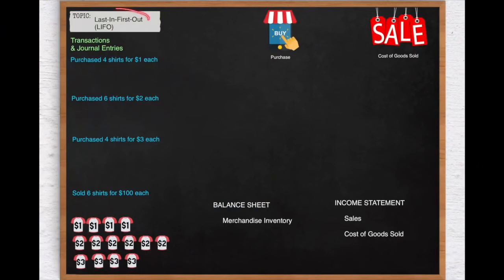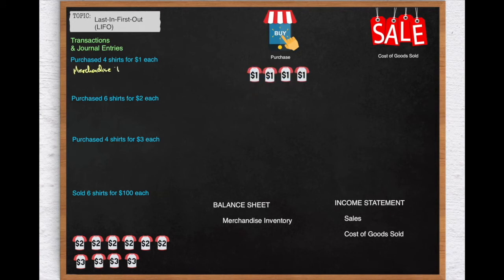Next, we're going to go over a last in, first out example, or LIFO. Last in, first out. We're going to do the exact same example just to show you the difference with respect to FIFO and LIFO. All right, so we purchased 4 shirts for $1 each.